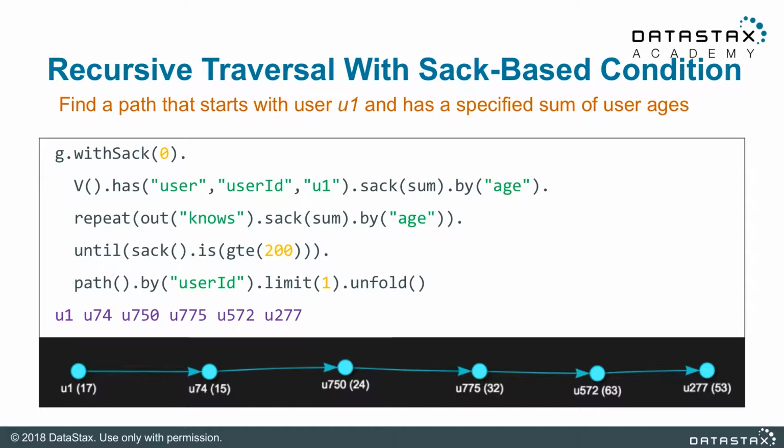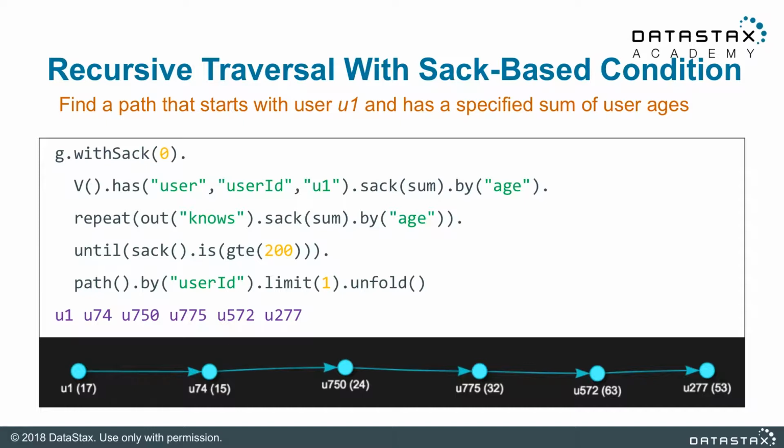We do this update with a lambda function inside the SAC call, as we saw before. We have 2 parameters: the SAC map, and the object the traverser is currently on, which is a user vertex. We create a key in the map that is the user's ID, and the key's value is the user's age. Then we return the map to the traverser's SAC.